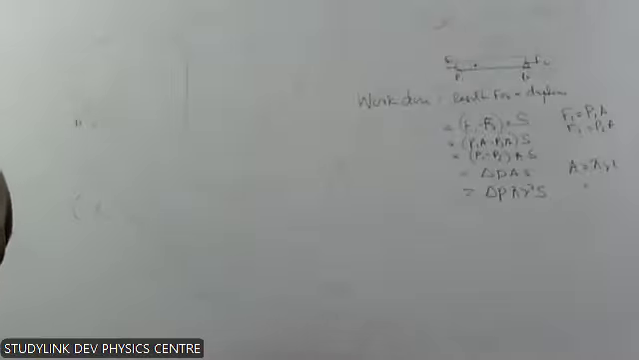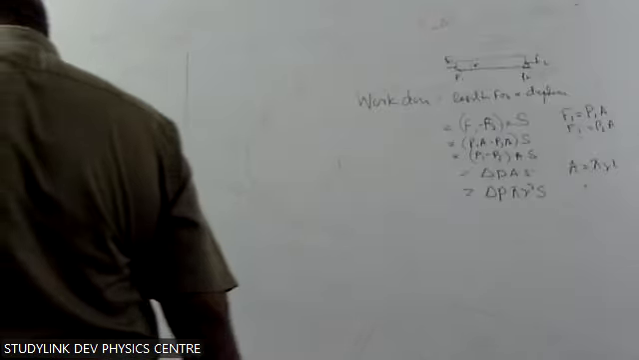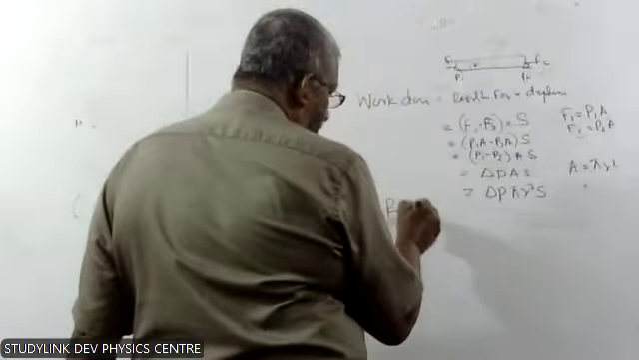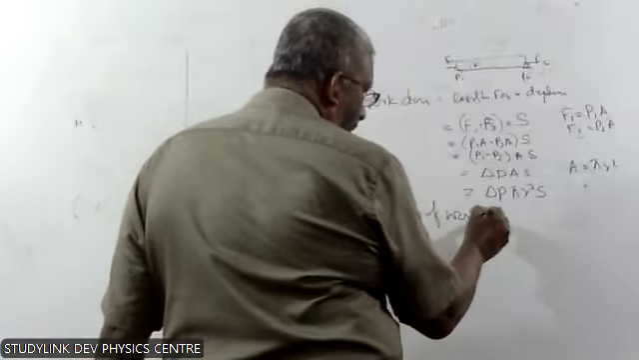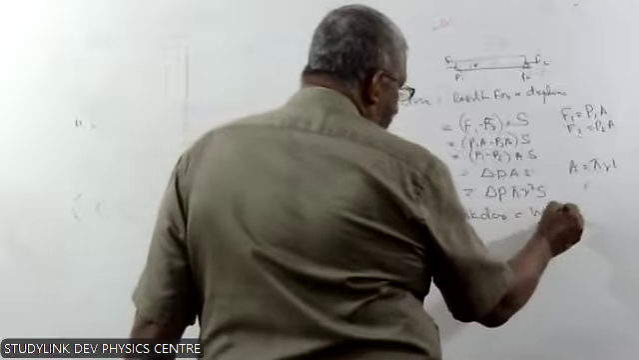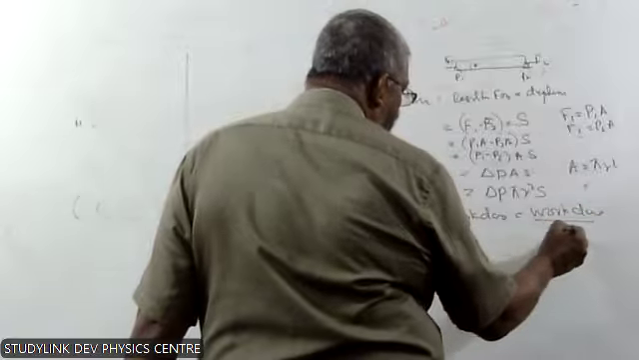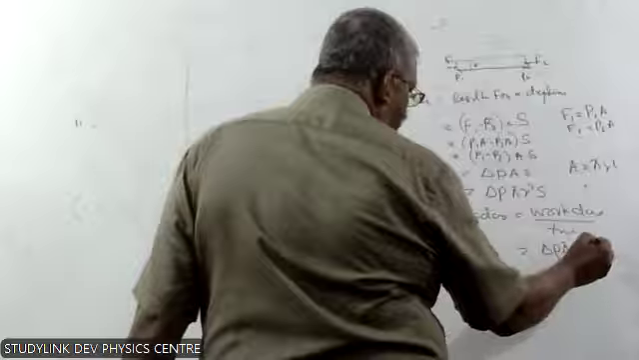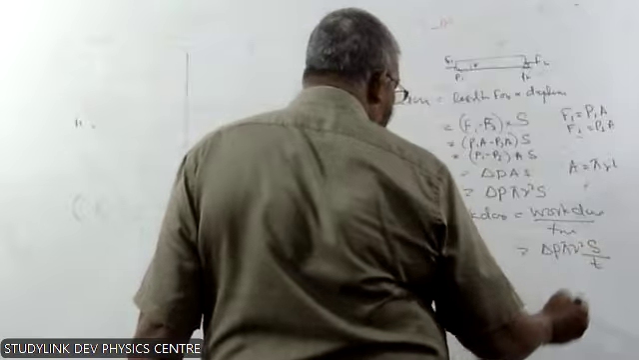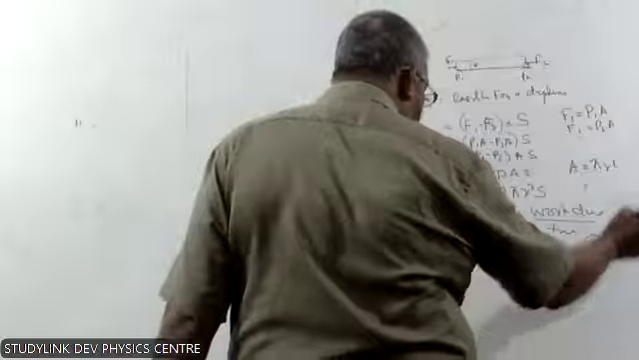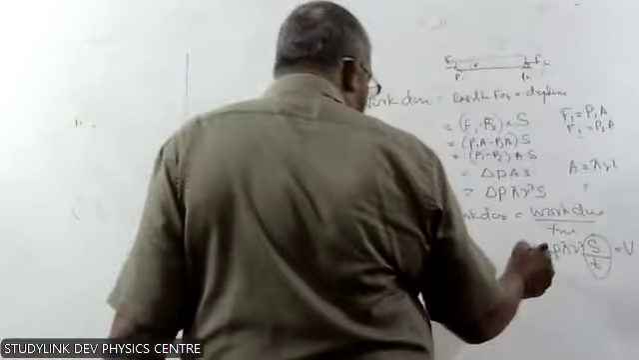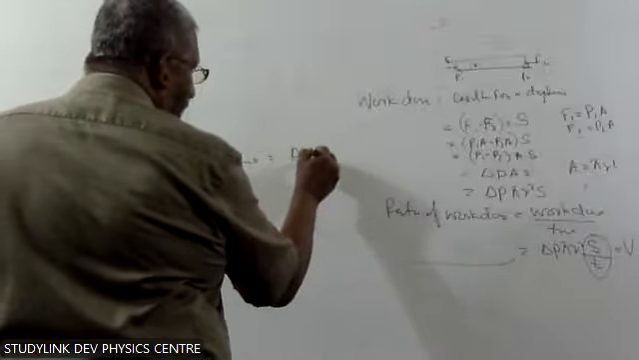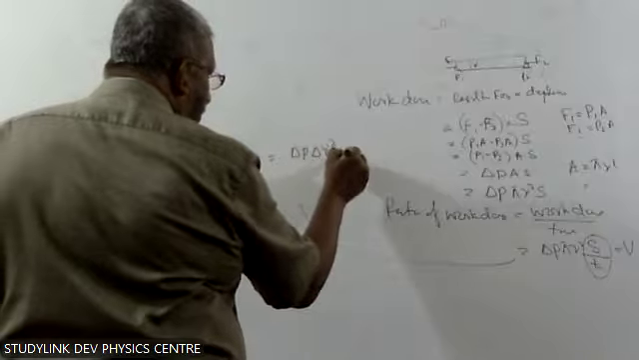Now they are asking not the work done, but the rate of work done. Rate of work done is work done divided by time. Work done is delta P pi R squared S divided by T. S divided by T is velocity. Then rate of work done is equal to delta P pi R squared V.